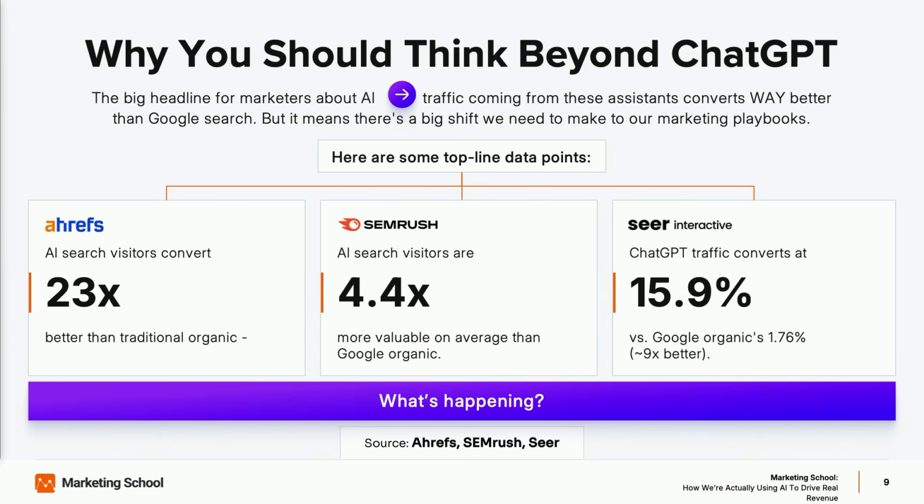Right, that's a big number. All right, so this one's a big one. We've been talking about this quite a bit on the podcast too. So whether it's Ahrefs, SEMrush, or Seer Interactive, LLMs convert a lot higher. So Ahrefs is saying 23x, which is pretty high. SEMrush, 4.4x higher than Google Organic, and then Seer says ChatGPT traffic converts at 15.9% versus Google's Organic at 1.76%, which is 9 times better.